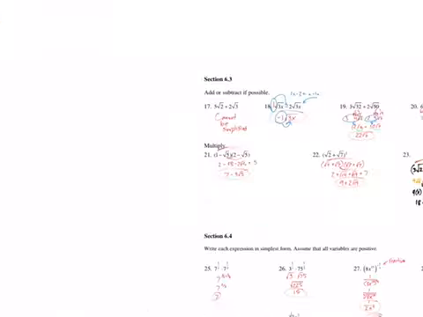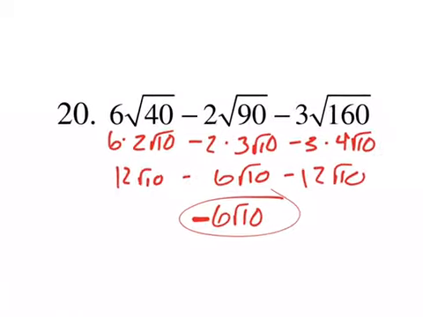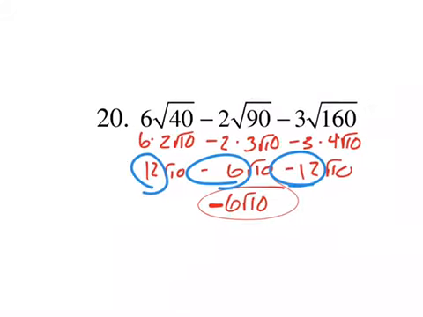All right, this one's the same concept. None of them look like they're going to be the same, but by the time we simplify them, they all end up having the same radicand, and they're all square roots, so they all have the same indexes. And then we're focusing in on 12 minus 6 minus 12, because all of them have the same square root term with them. So we interact the coefficients and land at negative 6 square root of 10.